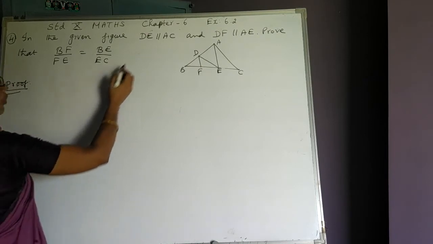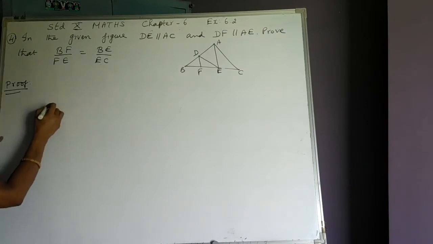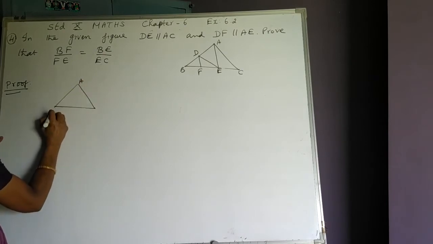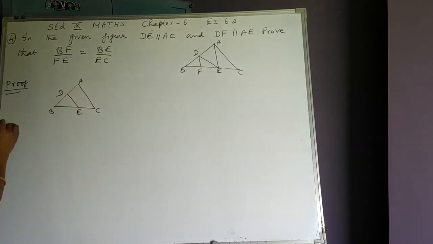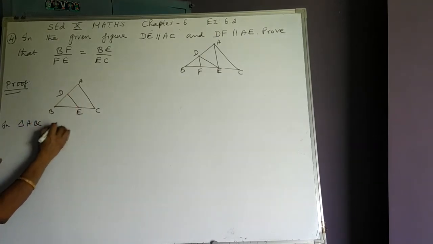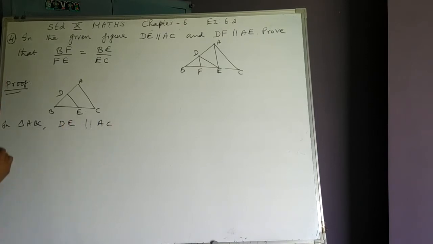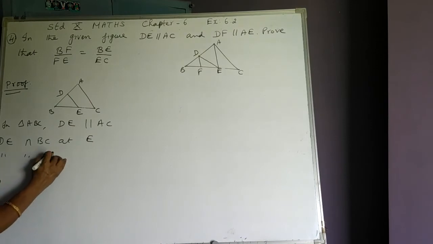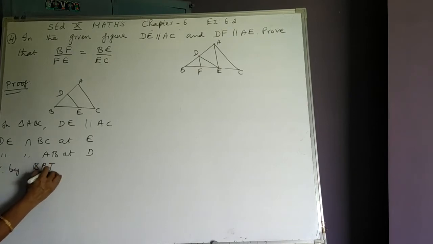So as before, I am going to take a triangle in which DE is parallel to AC. So I have separated this. So in triangle ABC, DE is parallel to what? Parallel to AC. You can see this DE intersects BC at the point E and DE intersects AB at the point D. Therefore, we can use BPT.